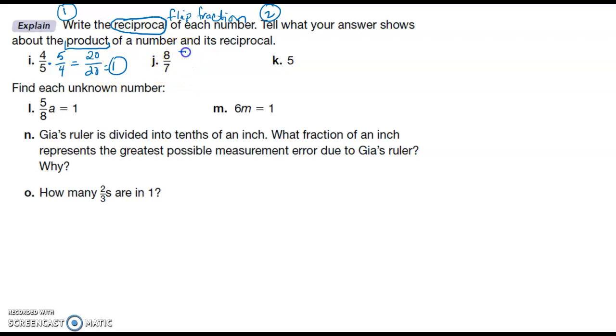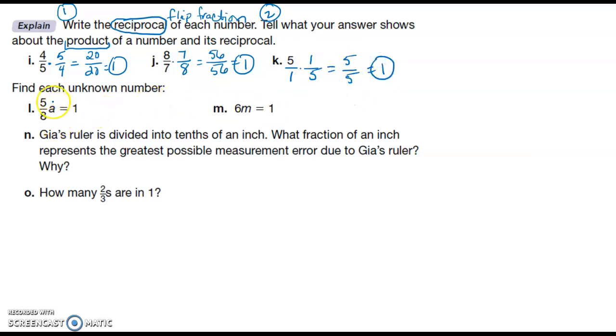Let's flip this fraction. So 8 over 7, we're going to flip it to 7 over 8, and when we multiply it, we get 56 over 56, which is 1. Now you might say 5 is not a fraction, but it really truly is, because we can call it 5 over 1 if we need to. So what's the reciprocal, or how do we flip this? It becomes 1 over 5 is our reciprocal, and if I multiply them, I get 5 over 5, which is 1.